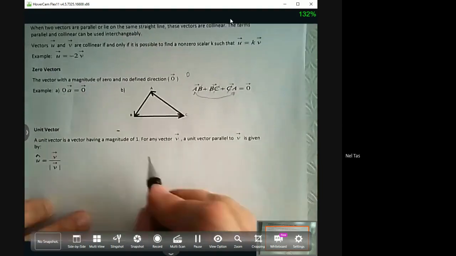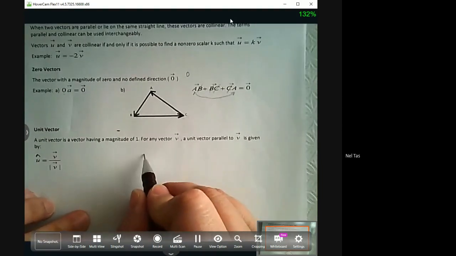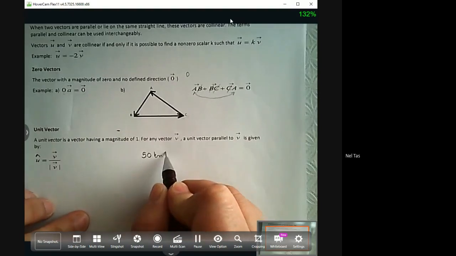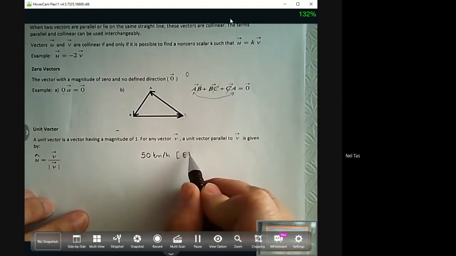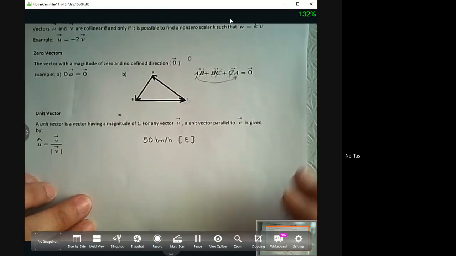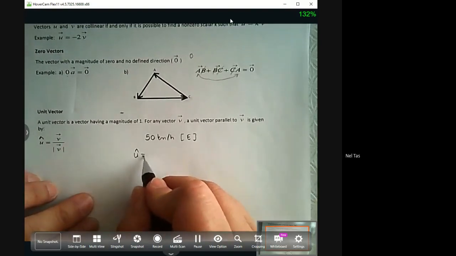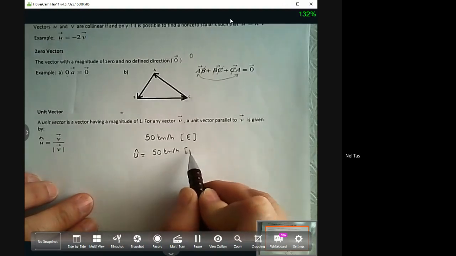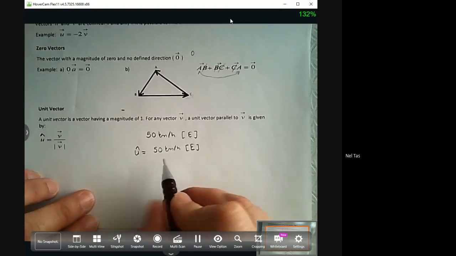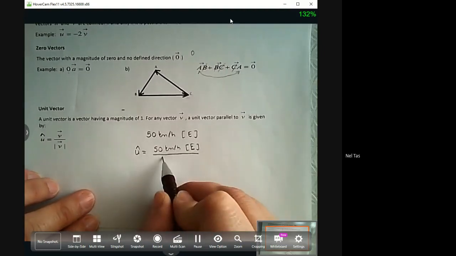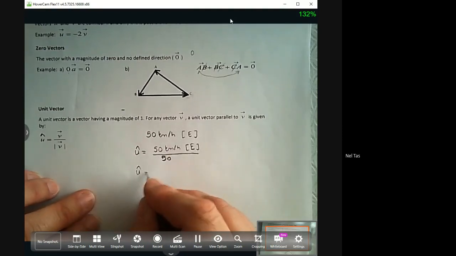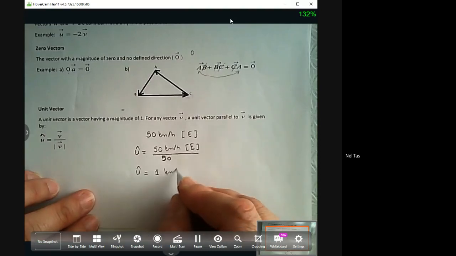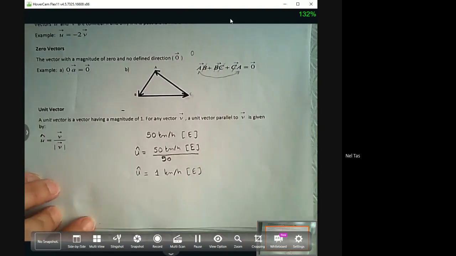Let me give you a simple example. Let's say we have a velocity vector of 50 kilometers per hour towards east. How do you get the unit vector that has the same direction as this? You take this and you divide it by the magnitude of this vector, which is 50. Then the unit vector is 1 kilometer per hour towards east.